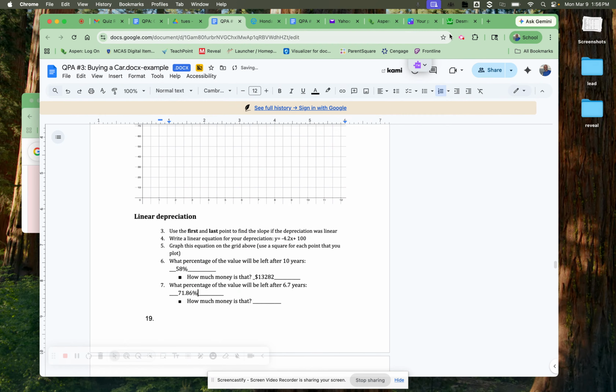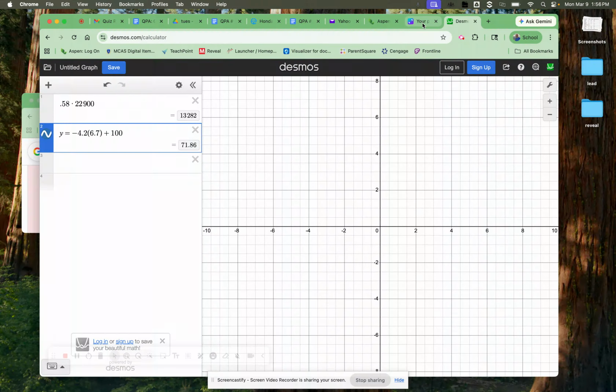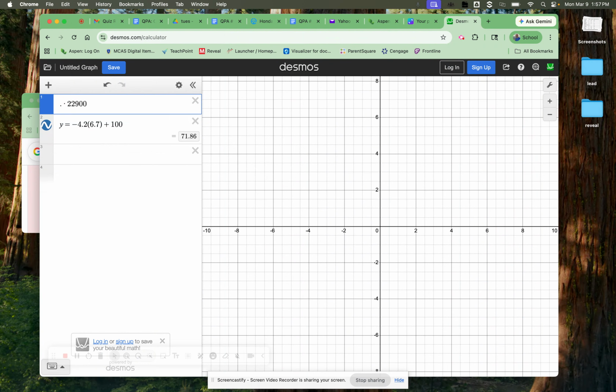And then how much money is that? That's the same thing that we just did. So instead of finding 58%, I need to find 71%. So 0.71 times the value of the car, and that tells me the car is worth $16,259.